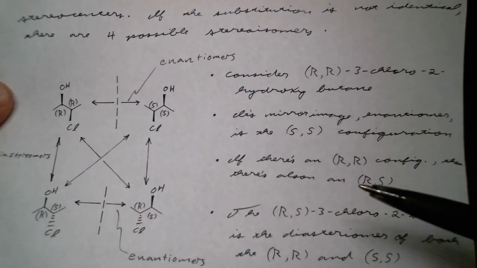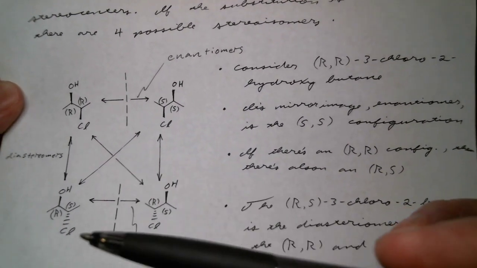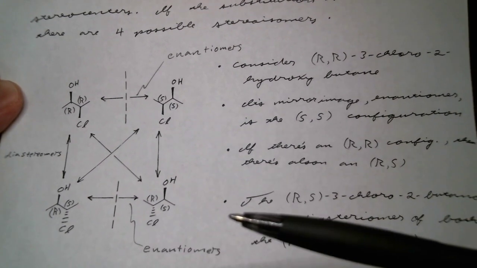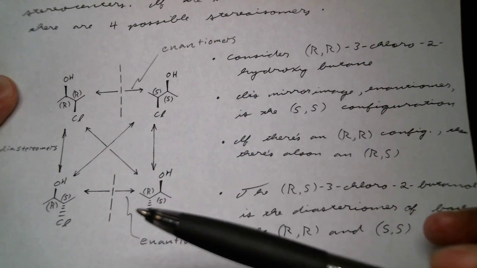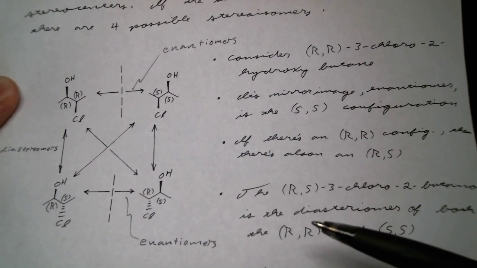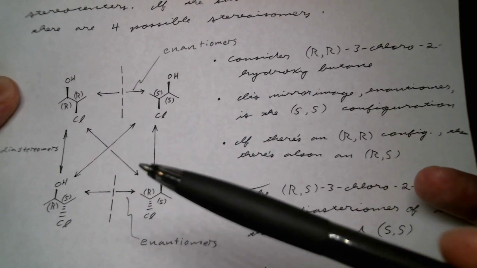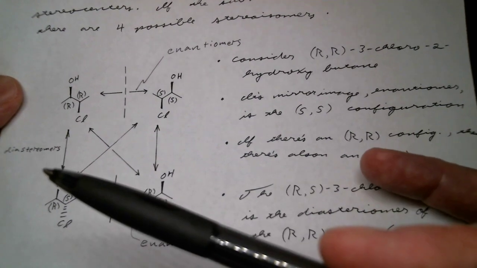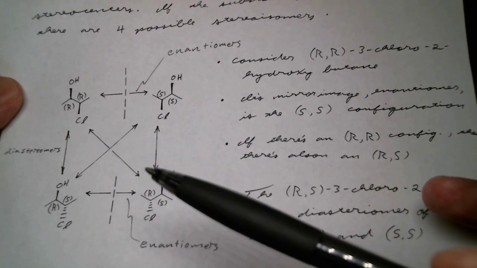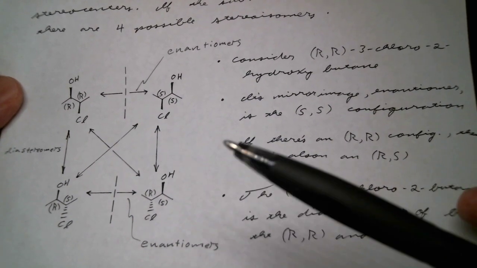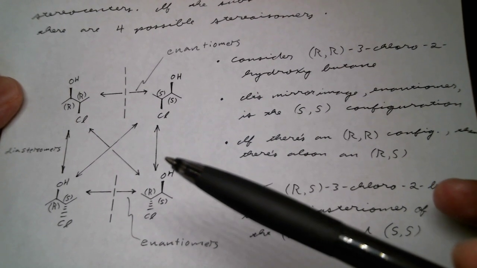Well, if there's an RR configuration, then you could also think about an RS configuration for this molecule. So what about RS 3-chloro-2-butanol, this guy? Well, it is a diastereomer of both the RR and the SS configuration. That's why I have diastereomers written for these arrows that conjoin pairs of stereoisomers. So all of these arrows are relating pairs of diastereomers.